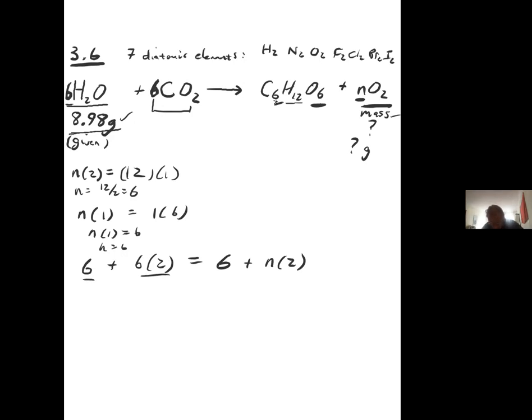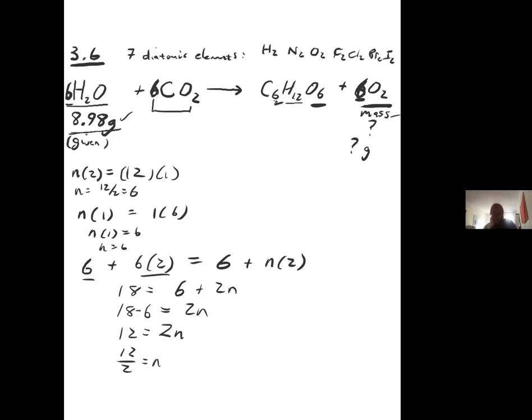6 plus 12 is 18, which is equal to 6 plus 2n. Subtract 6 from both sides, and you get 12 equals 2n. Divide by 2, and you get n, and it looks like it's a 6. Isn't that cool? So now it's balanced. We've balanced the carbon, the hydrogen, and the oxygen. Everything is balanced in this equation, okay?